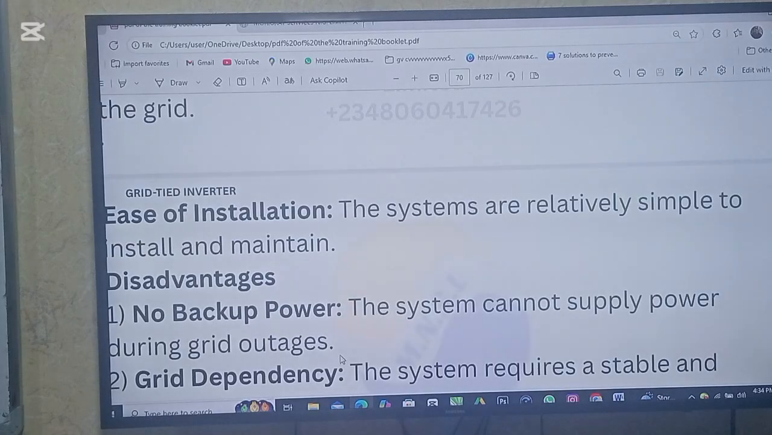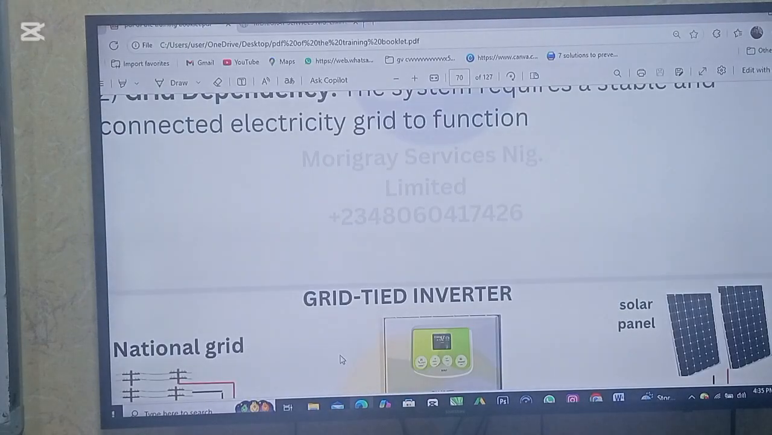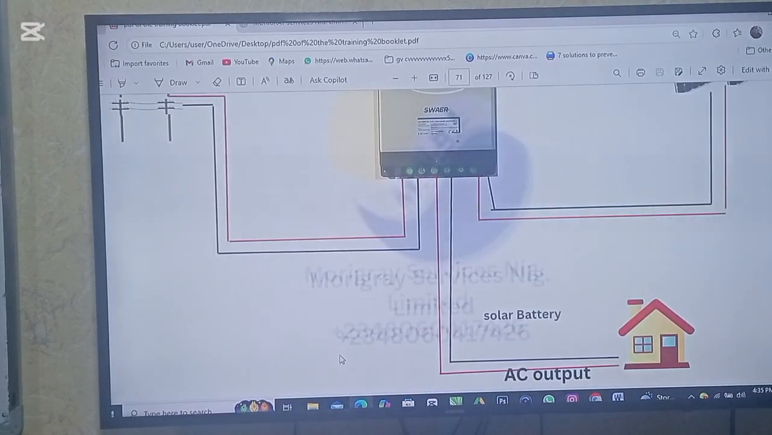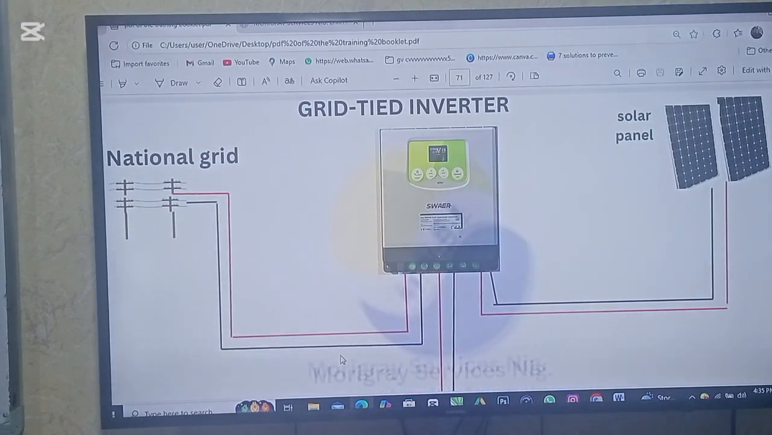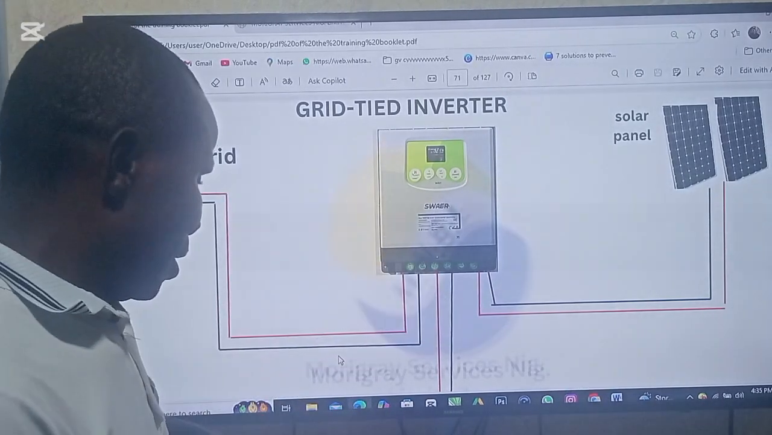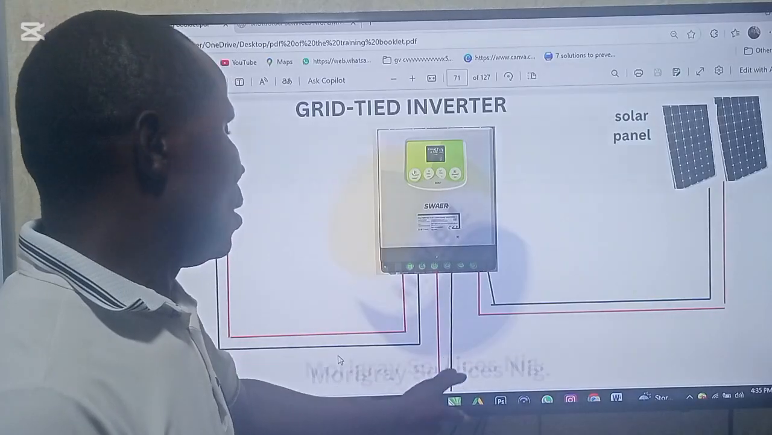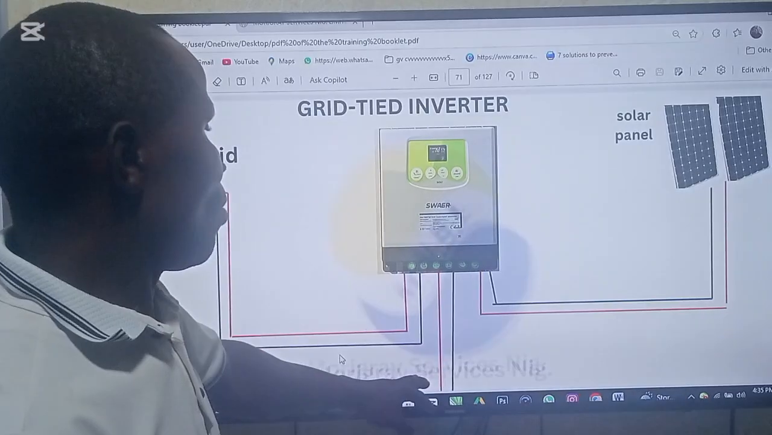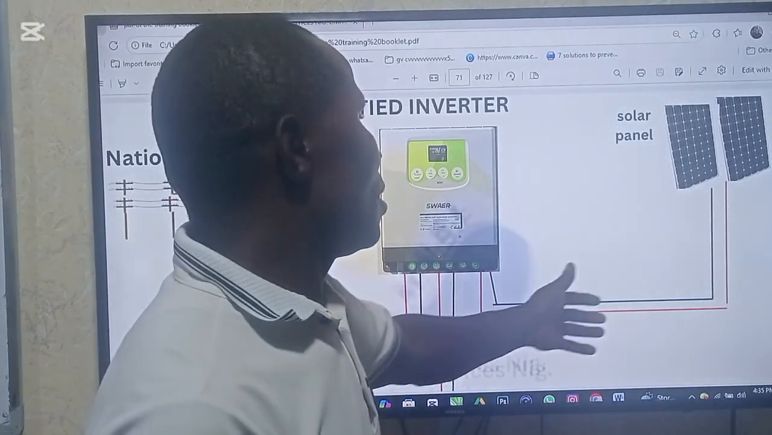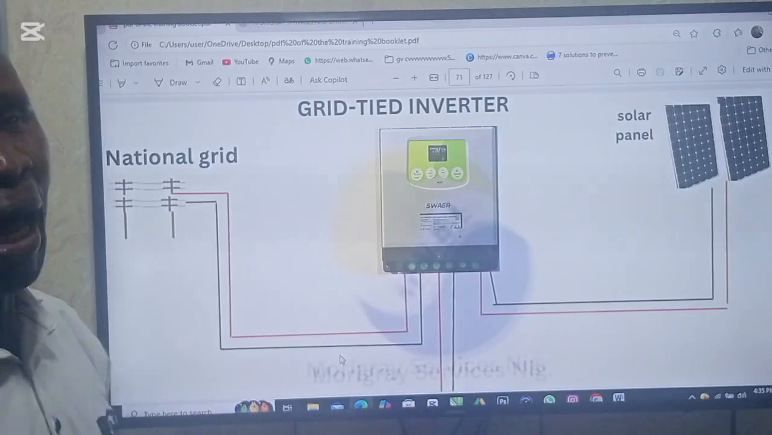The system cannot supply power during a grid outage, and remember that it's grid dependent. You are solely dependent on the national grid. Let's look at how it is connected. In the grid-tied system, as you can see, the national grid powers it. This middle line is the power to the household or the office or the factory where you want to use it, and this side is the connection from the solar panel.